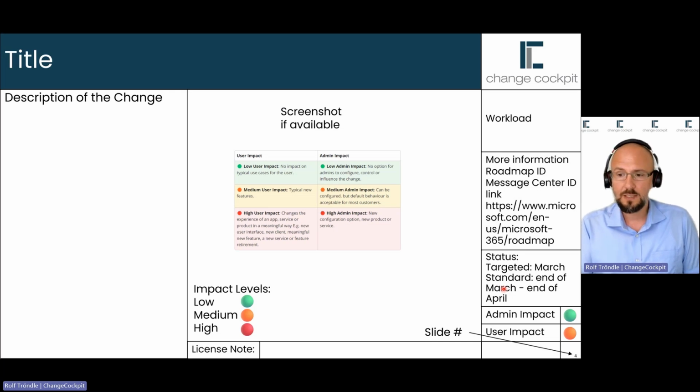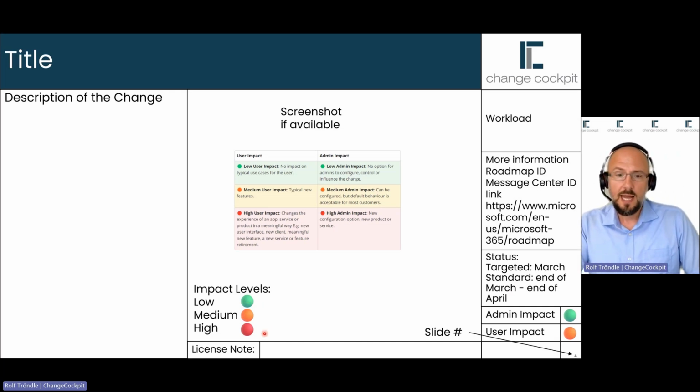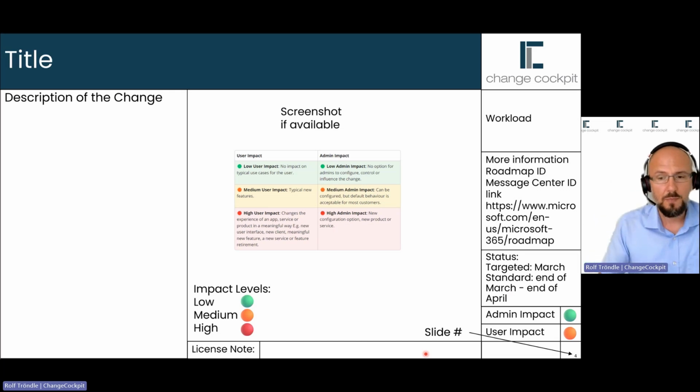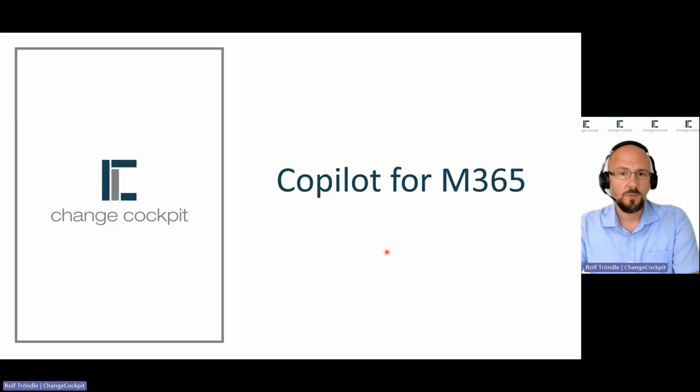You will always see the bulbs down there in green, orange, and red. And then down here, the license note: if we need special licenses, my base is M365 E3 or Business Premium respectively. But if you need an additional license, it's in the license note down there. And last but not least, you have the slide number if you want to take notes during the presentation. Then let's start for this month with the Copilot for M365 workload.